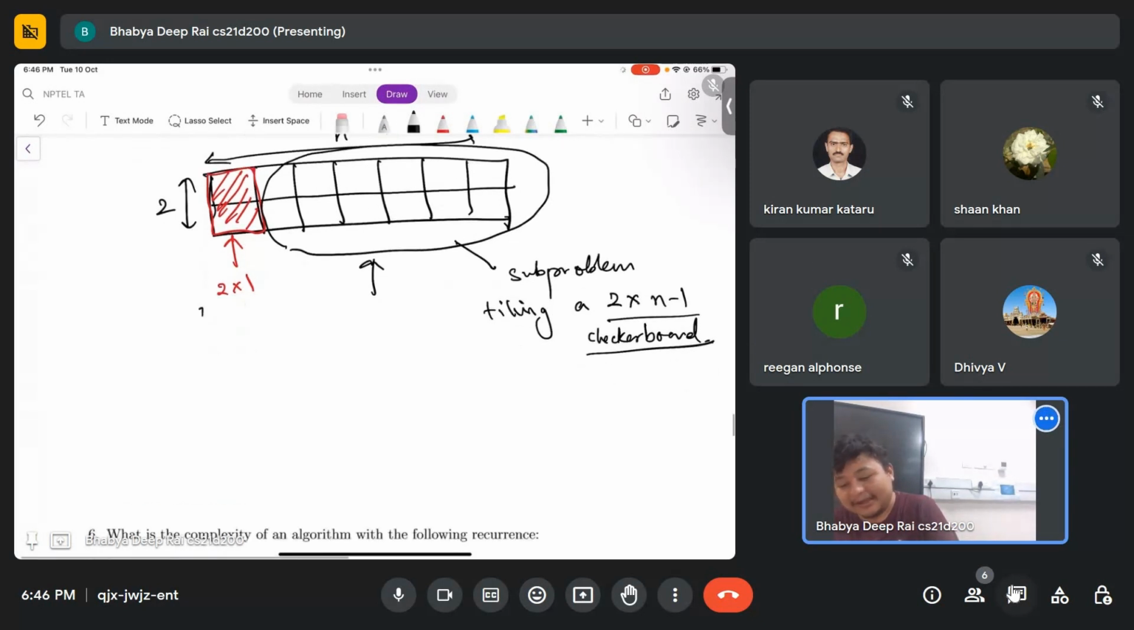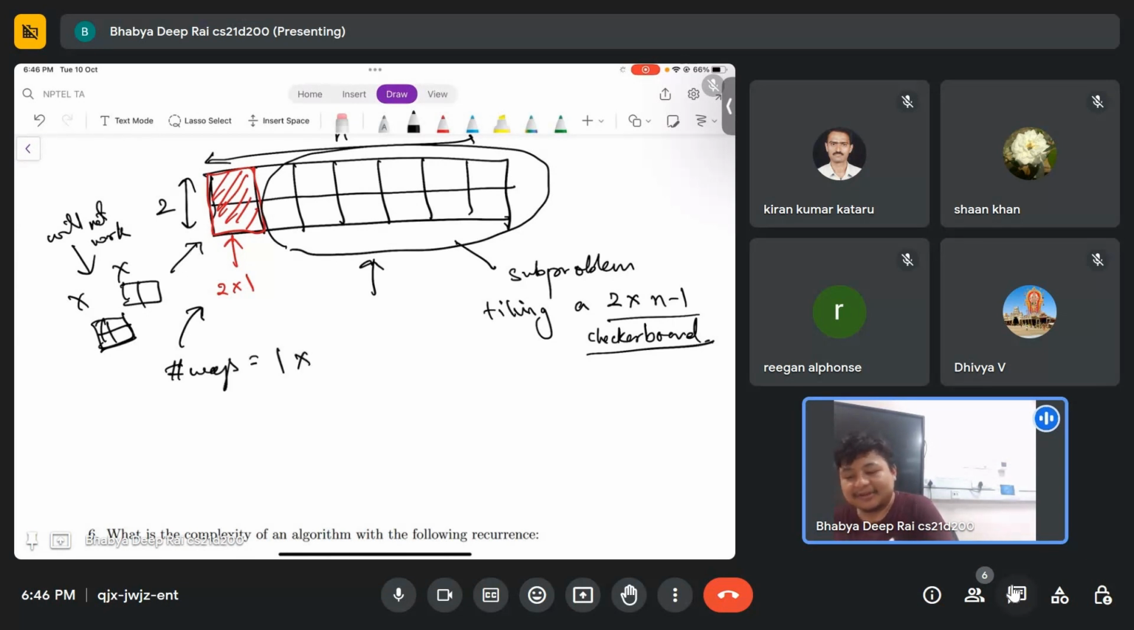Why? Because in this case, there is only one way to tile this, and I cannot use a tile like this or this. A 2 cross 2 or a 1 cross 2 will not work. So the number of ways equals one way to tile the first part this way, times the number of ways to tile 2 cross n minus 1. This is nothing but this. I hope you can see. Okay, this is case 1.